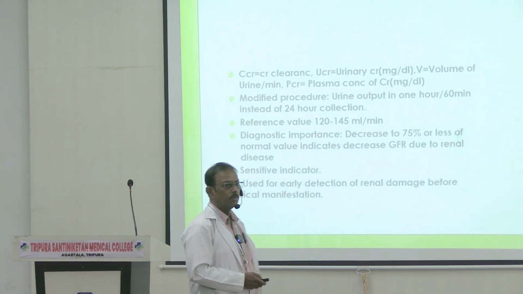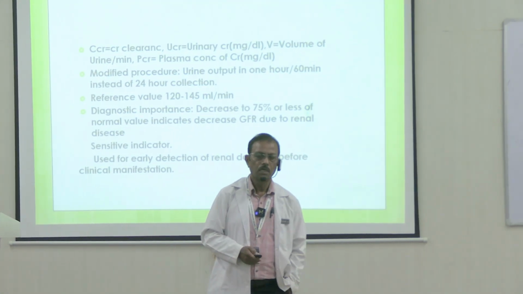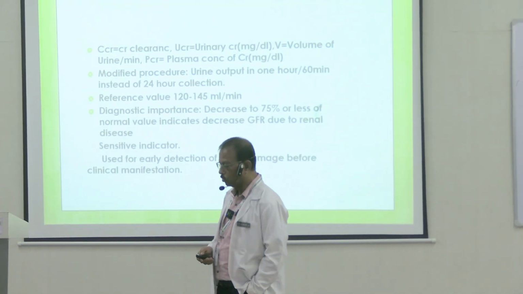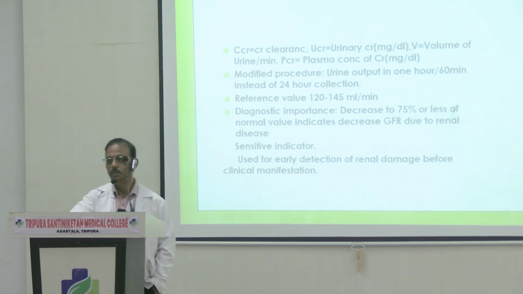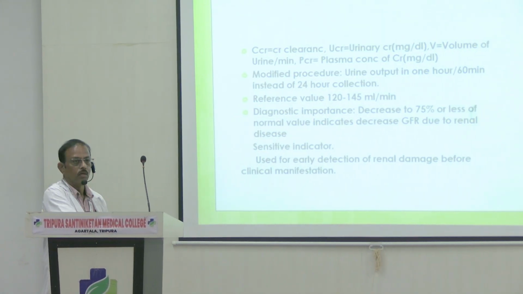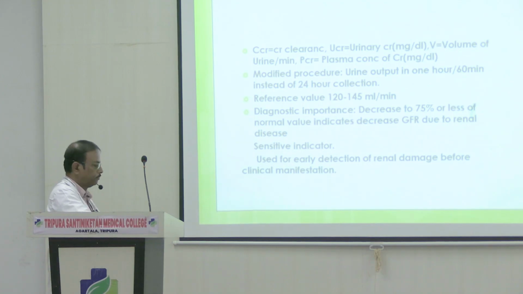To become clinically manifested, the kidney function should come down to 50%, so that there will be increase in serum creatinine or urea level.